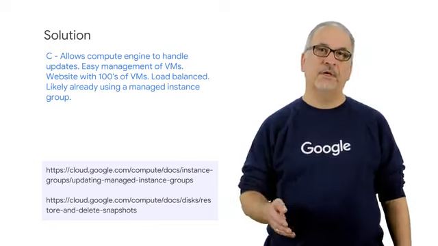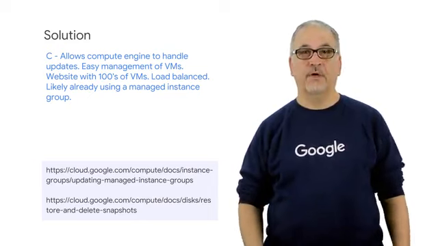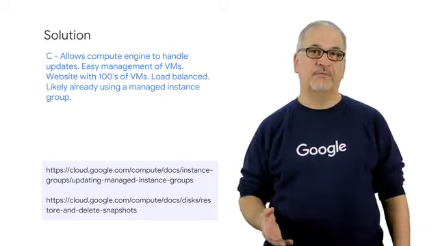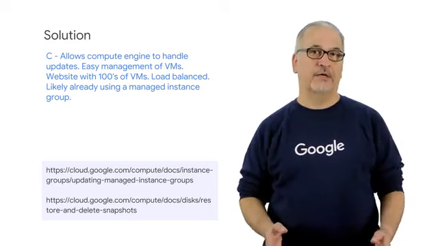Now, here's a tip. Did you know about this command? This is an example of the level of detail you should be familiar with. If you had studied managed instance groups features, you would have at least seen the rolling action start update option and recognized it in the question.